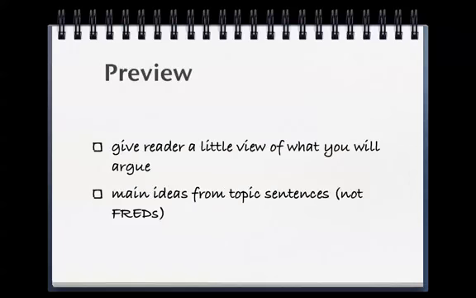And finally, the preview sentences. What this does is it's just part of a transition from the thesis to the rest of your arguments. And you kind of provide a little hint. It's kind of like seeing the previews at the movies. It doesn't give you all the answers. It doesn't tell you everything that happens in the movie, but it gives you just enough so you kind of understand what the movie's about. That's what you're doing. You're going to use the main ideas from topic sentences in your essay, but don't provide any Freds for the reader in this part of your essay.